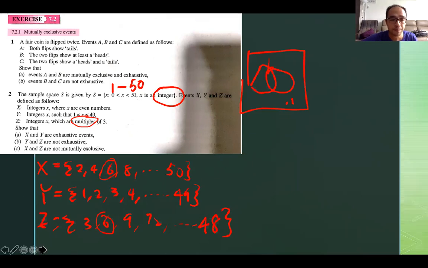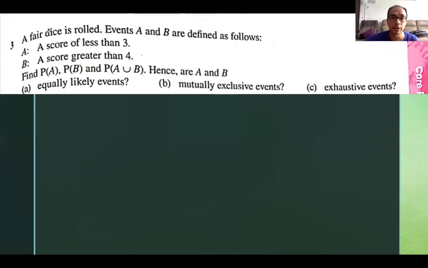Okay, so let's take another one lah. Number 3. So a fair dice is rolled. I mentioned in the previous class, apa yang sangat penting dengan perkataan fair dice lah. Okay, so events A and B are defined as follows. Okay, so A is a score of less than 3. Okay, let's put A into perspective. So A is a score less than 3. Apa nombor yang kita boleh dapat? You can get number 1 and number 2.